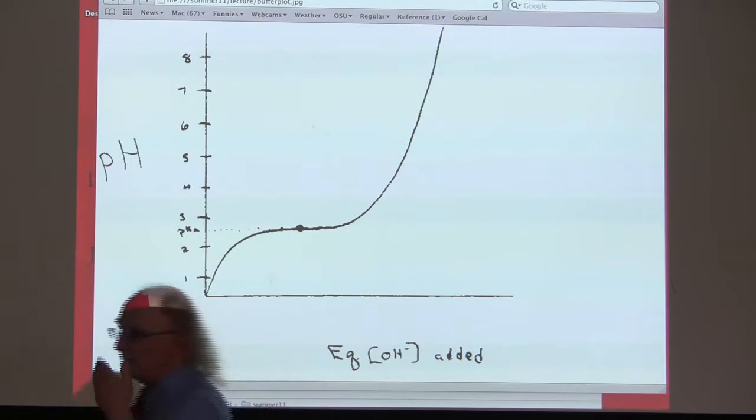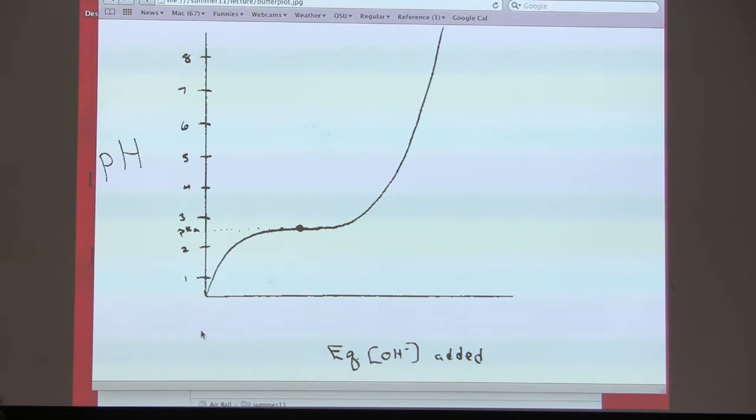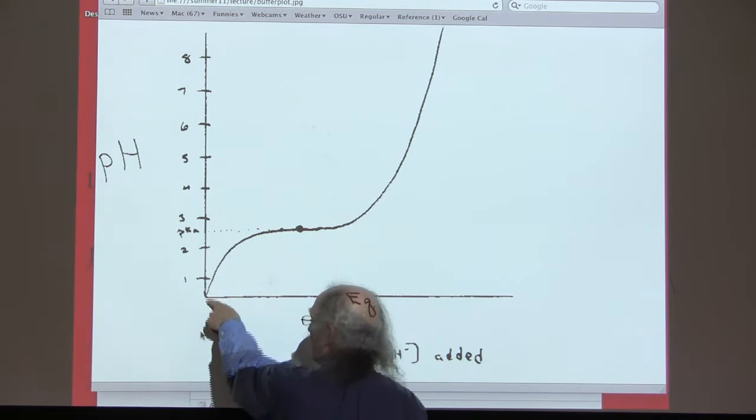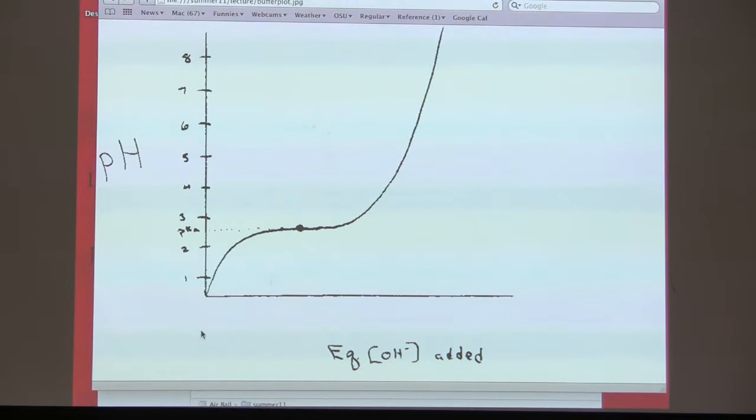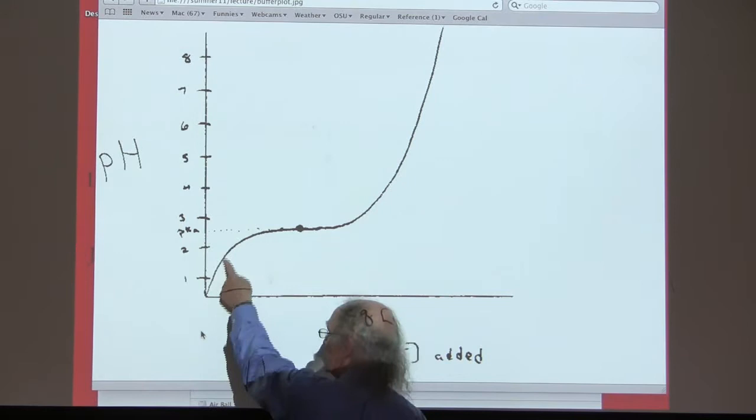Let's think about the rule I gave you about protons being on and protons being off. The rule was that the pH is more than one unit below the pKa. What do we have mostly present? The weak acid. At pH 0, what is mostly present is HA, the weak acid. As I start adding OH, look what happens to the pH. It starts rising, and relatively rapidly.